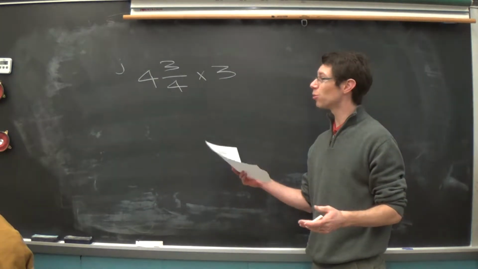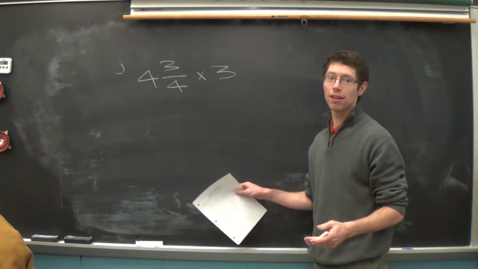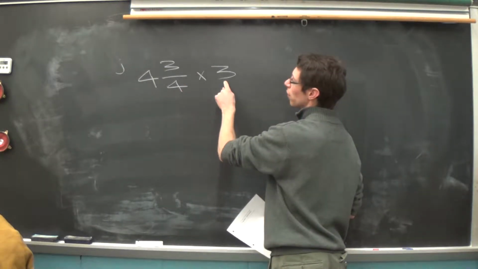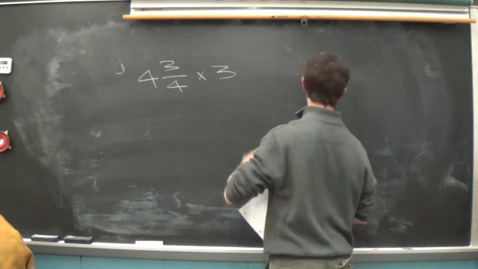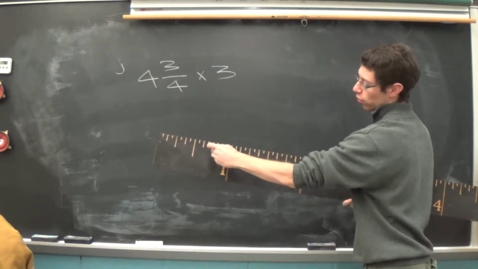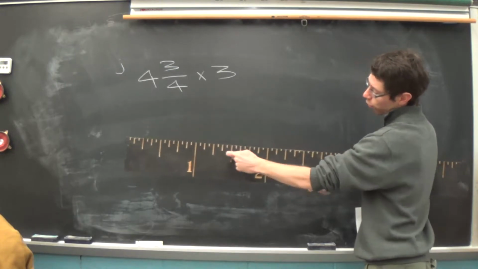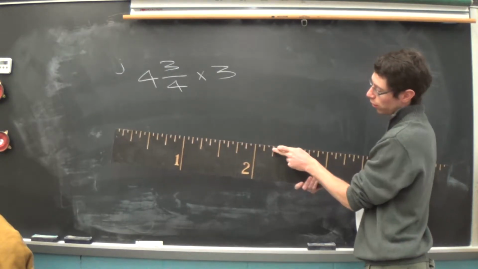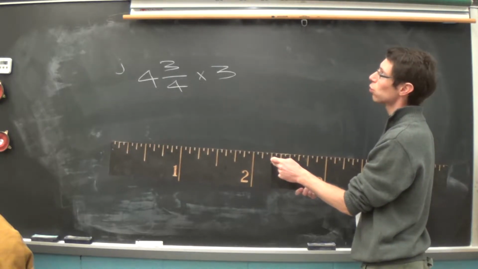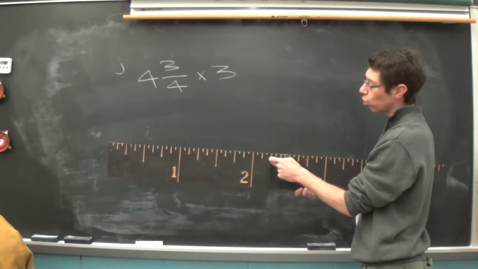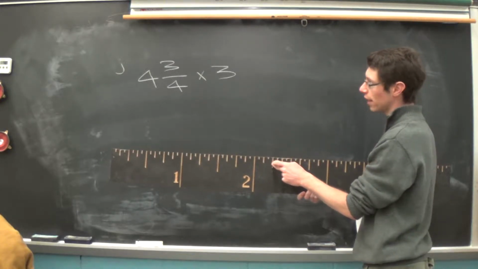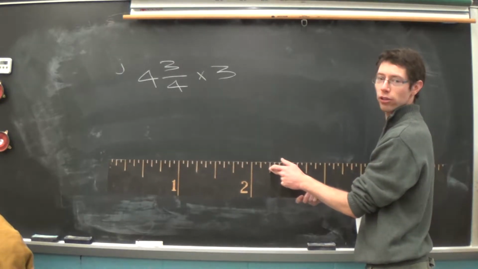I can actually do some of these types of things in my head. 4 times 3 is 12. 3/4, 3 times. I look at a ruler. Right there's 3/4 once. Right there's 3/4 twice. Right there's 3/4 3 times. So 3/4 times 3 is 2 1/4. 3 times 4 is 12. 12 plus 2 1/4 is 14 1/4. So that's going to be 14 1/4.